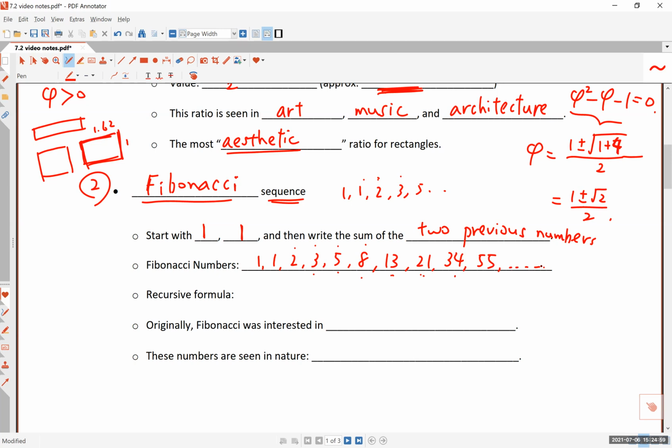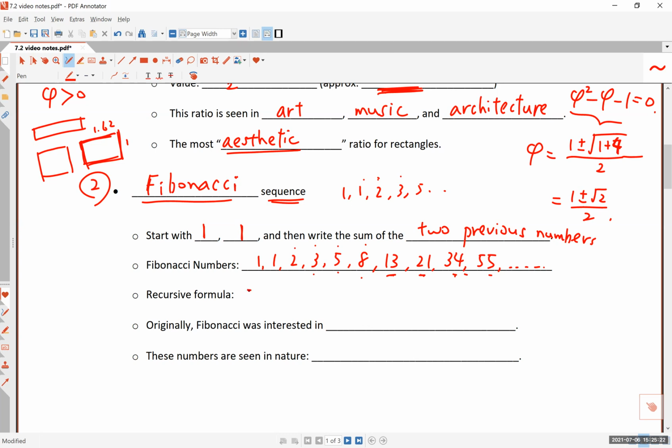Clearly, it's an infinite sequence, and it is an increasing sequence. And what else can you say about this? Each number is called a Fibonacci number. So 4 is not a Fibonacci number. 7 is not a Fibonacci number, but 8 is. 9 is not. 13 is. Okay, so any number that appears in this sequence is called a Fibonacci number.